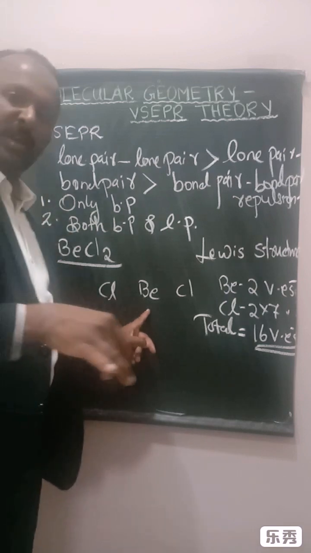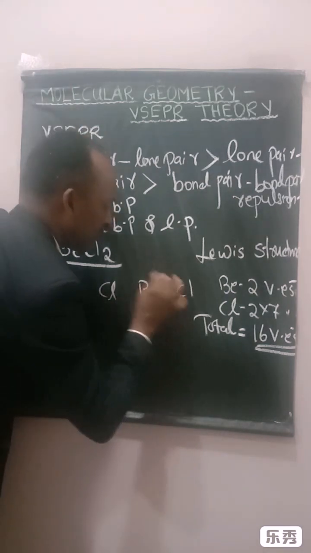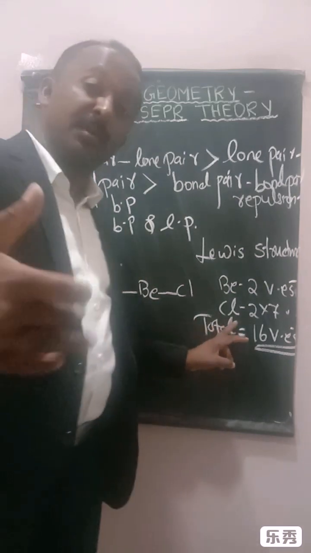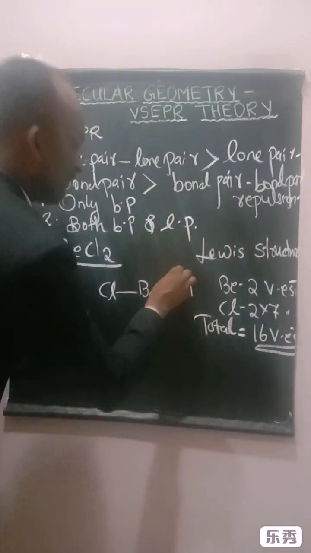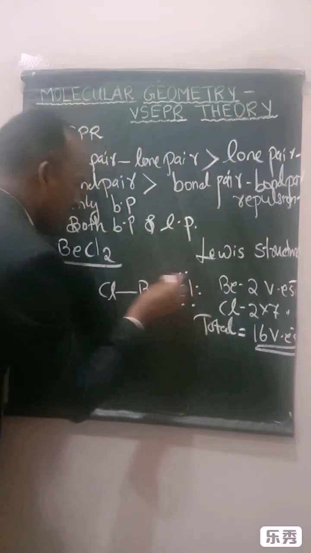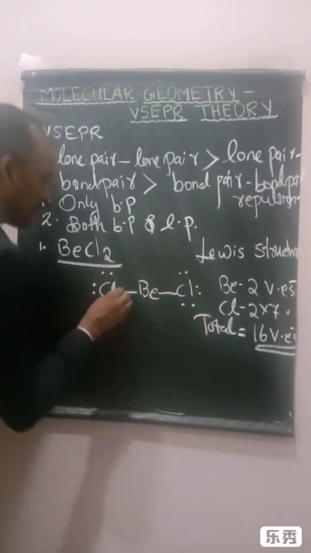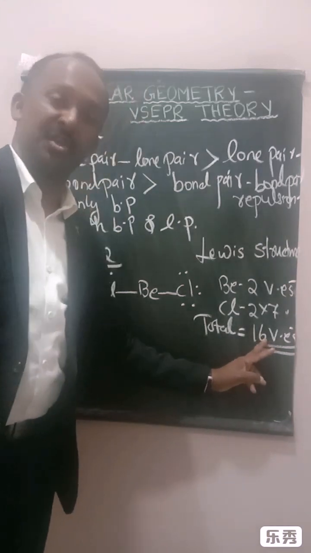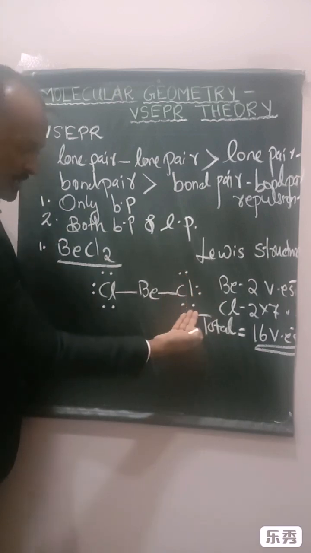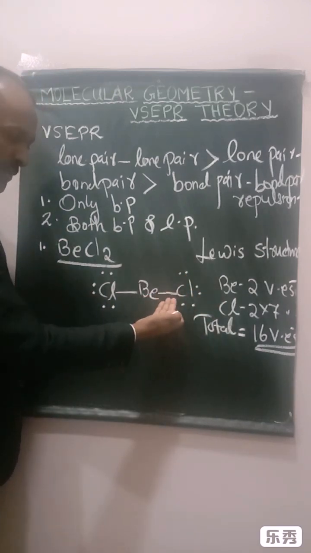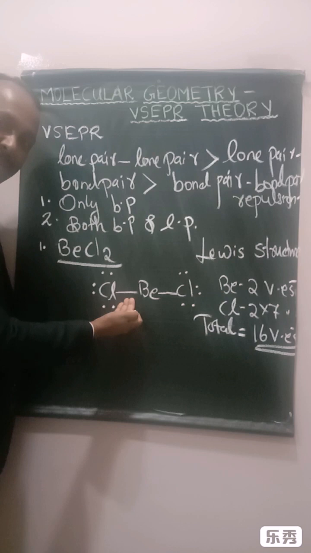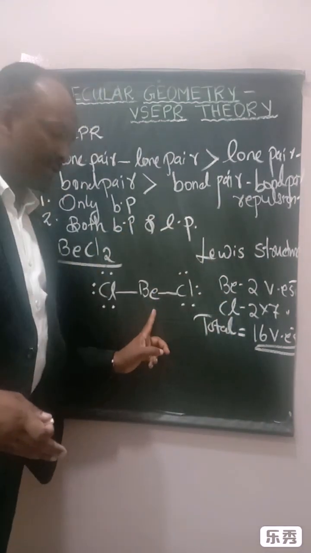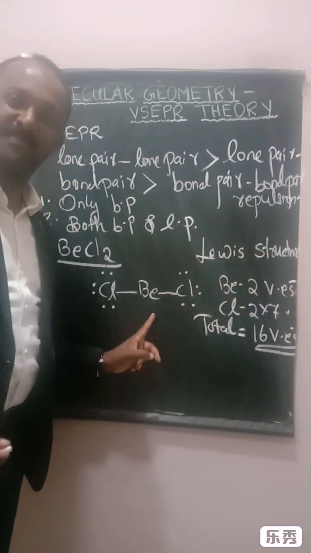The third step is to draw a single covalent bond between the central atom and the surrounding atoms, then complete the octet of the atoms bonded to the central atom. When we have done this, out of the 16 valence electrons, how many electrons have we used? 6 plus 6 is 12, 12 plus 2 is 14, 14 plus 2 is 16. So all 16 valence electrons available have been used. This is the Lewis structure of this molecule.